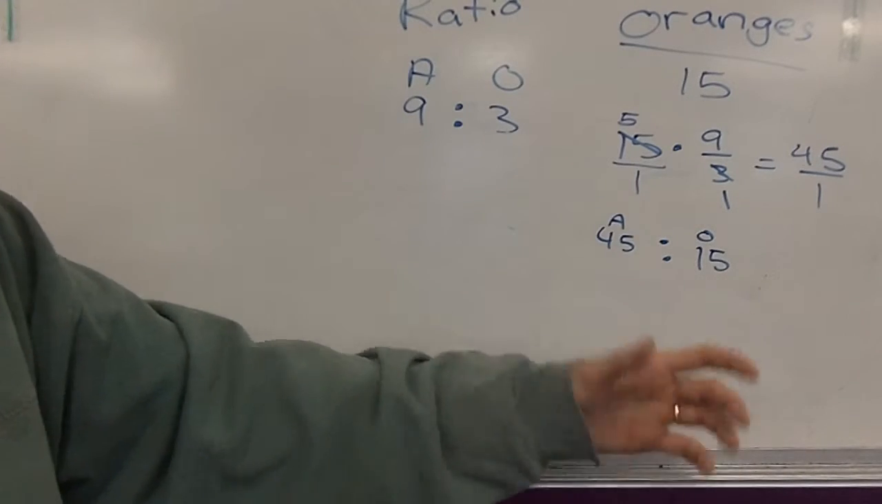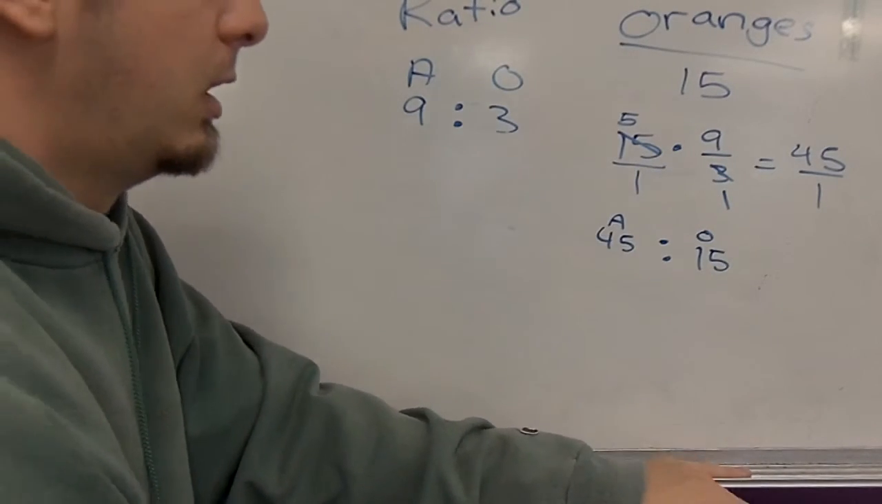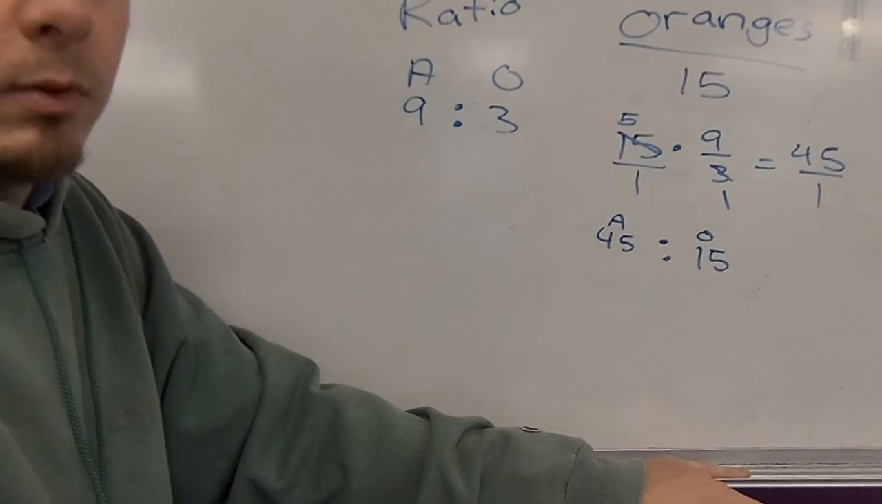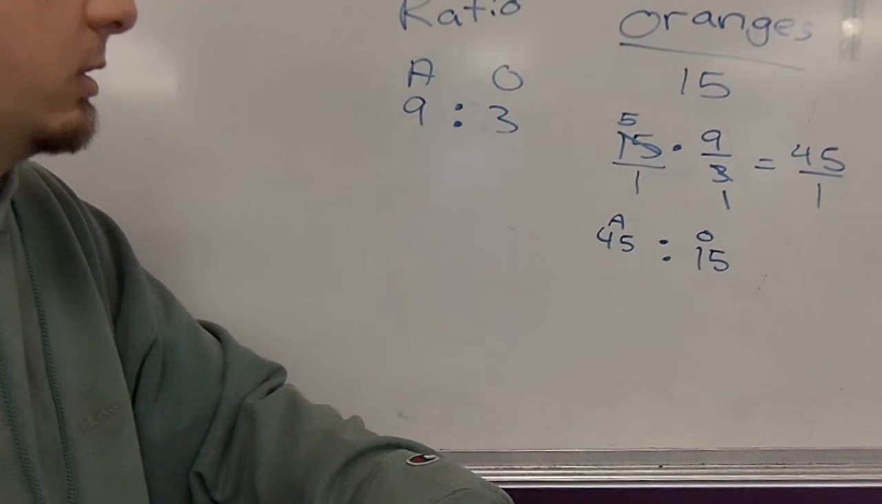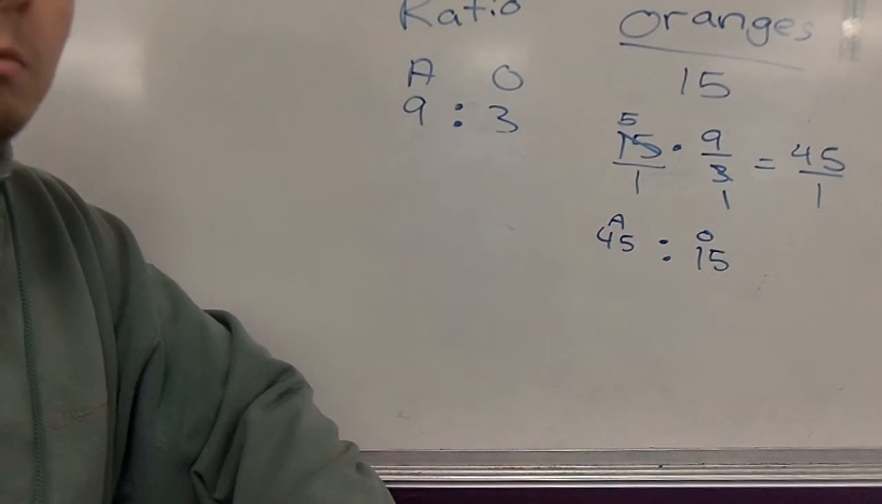Okay, so I did multiply it by the right form of the ratio because I started with 15 oranges and got 45 apples. So that's all there is to ratios in this video.